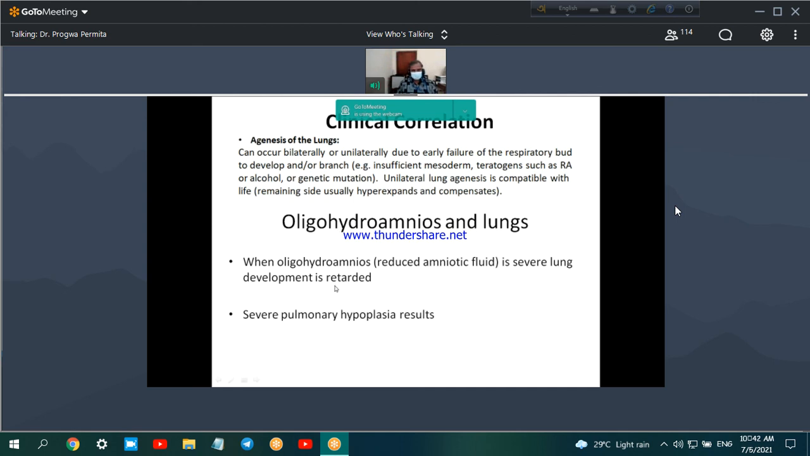Oligohydramnios: reduced amniotic fluid, that is less than 500 ml, is known as oligohydramnios. This creates severe retardation of lung development, and severe pulmonary hypertension may result due to oligohydramnios.